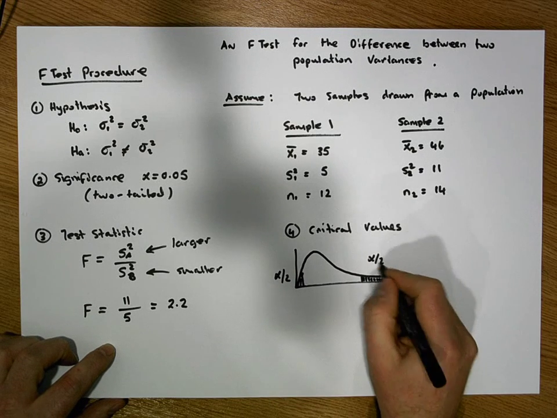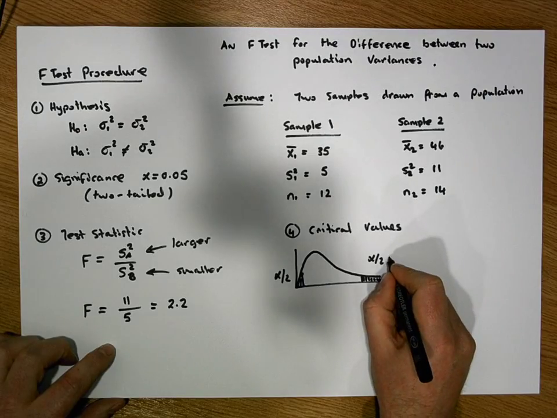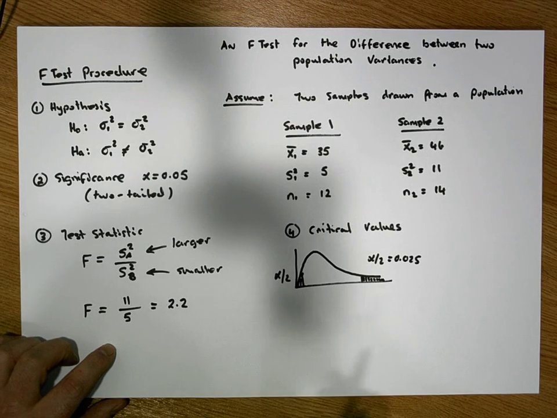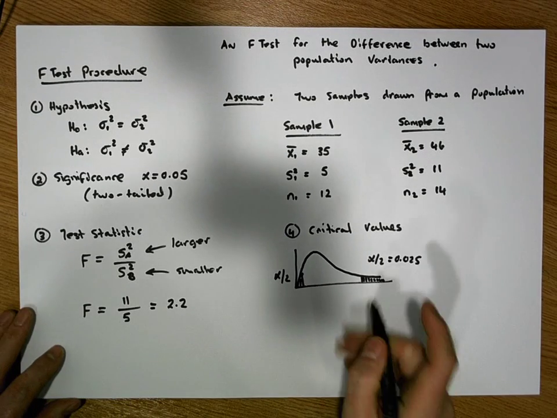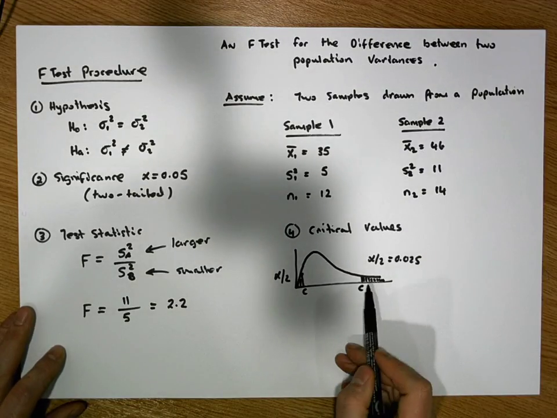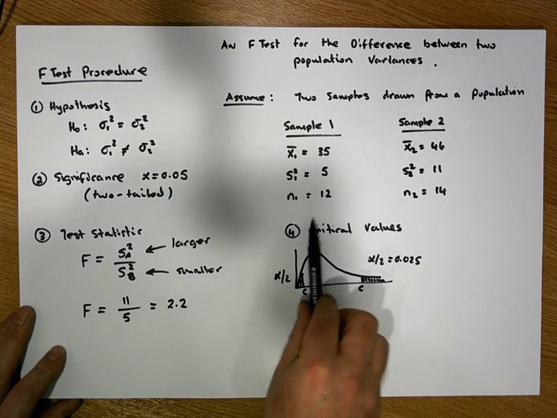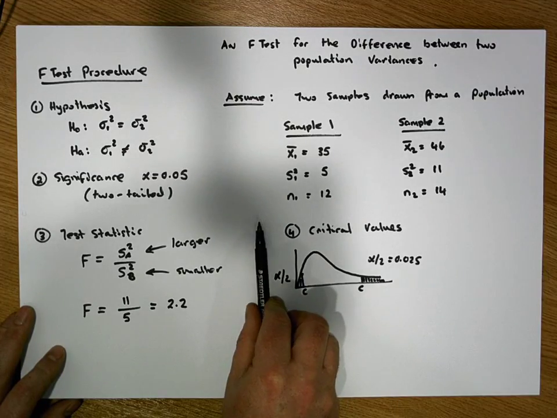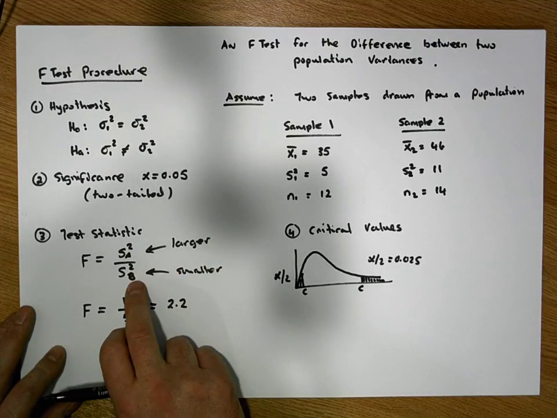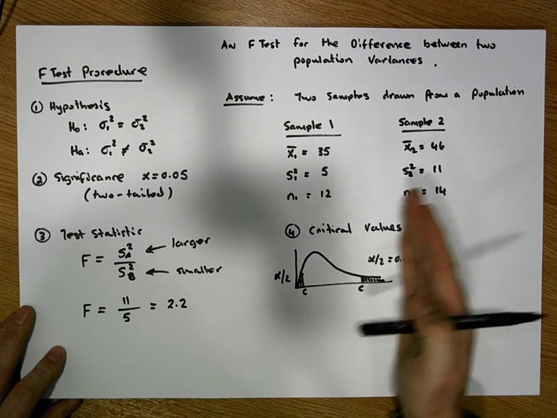In our case, we're putting 0.025 in the right-hand tail, and we're also putting 0.025 in the left-hand tail. So the question now is, can we identify what these critical values are that have 0.025 of the area in the right tail, or 0.025 of the area in the left tail? Actually, we won't worry about the left tail critical values, because the way we've orchestrated this test, we're putting the larger variance on top and the smaller on the bottom, in which case we'll always have a value greater than 1, so we're always going to be looking for critical values in the right tail.